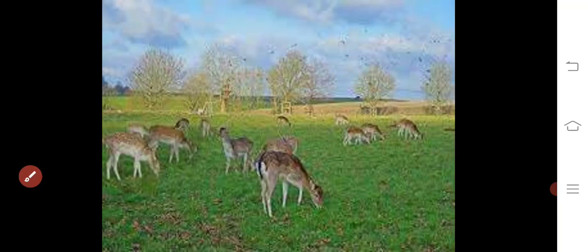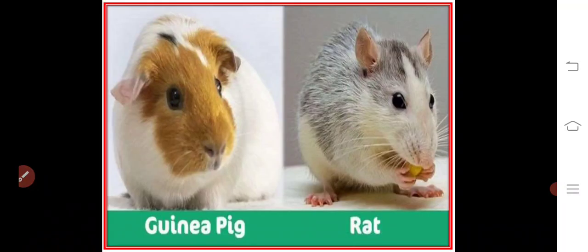So these are the wild animals. If you tame them at an early age, they develop high domestication. And this is the guinea pig and this is the rat.